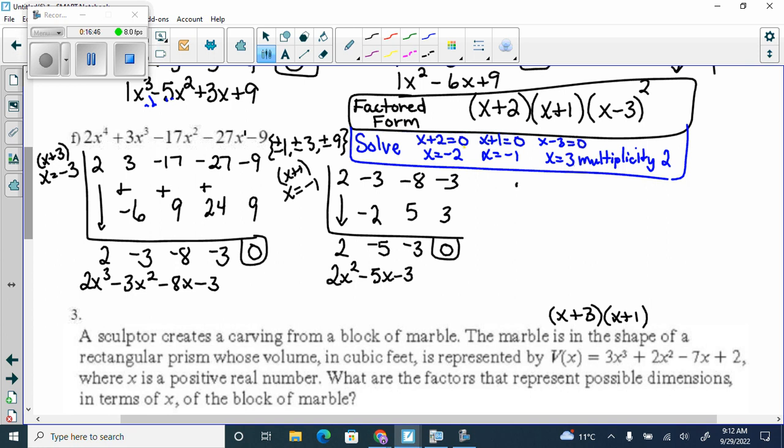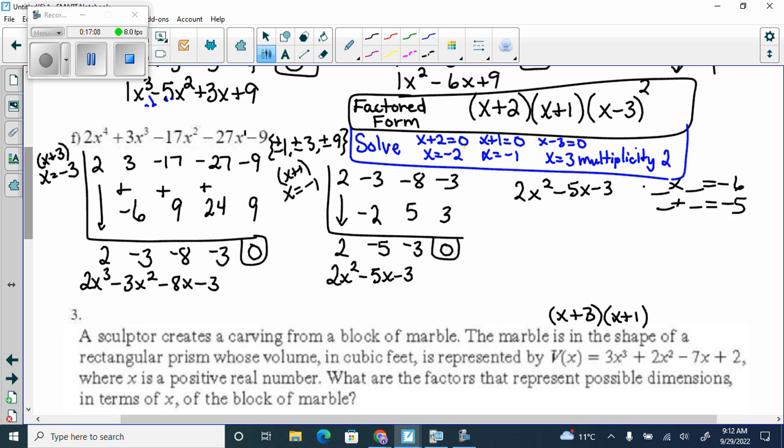And I have to factor that. 2x squared minus 5x minus 3. What times what gets me negative 6? What plus what equals negative 5? Remember, you multiply the outside terms and it adds to the inside. Multiplies the outside, adds to the inside. So what are our two numbers?